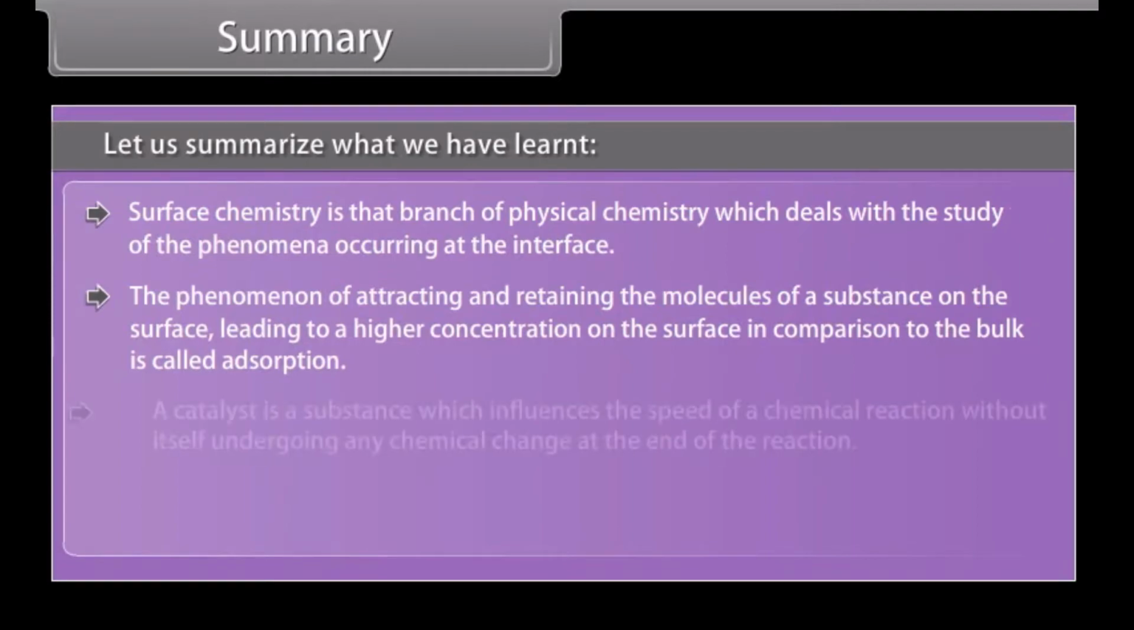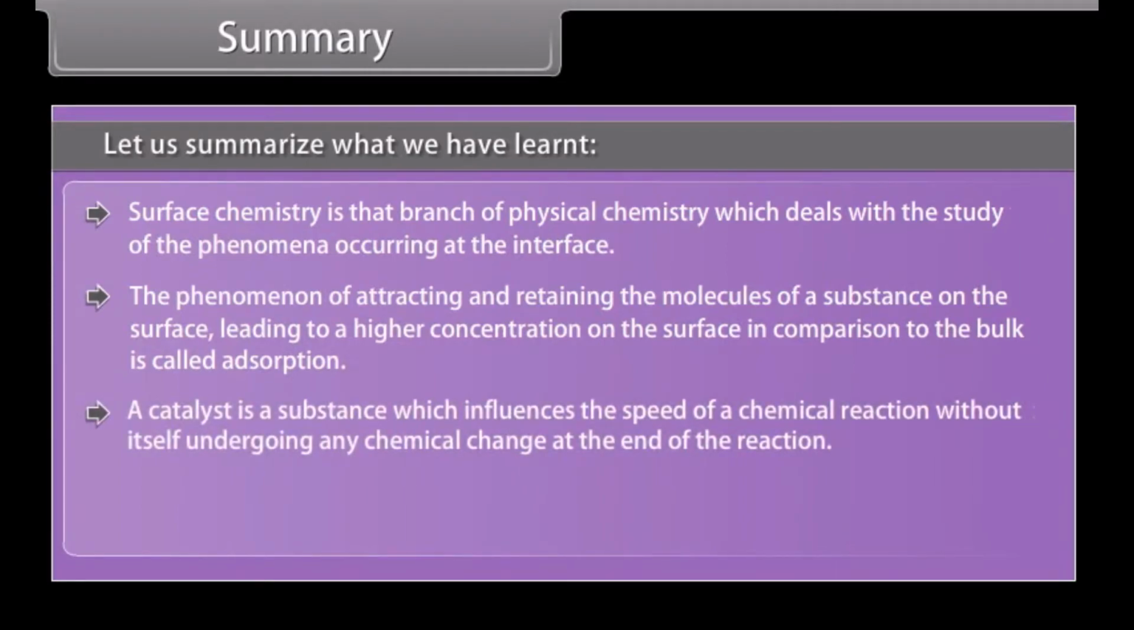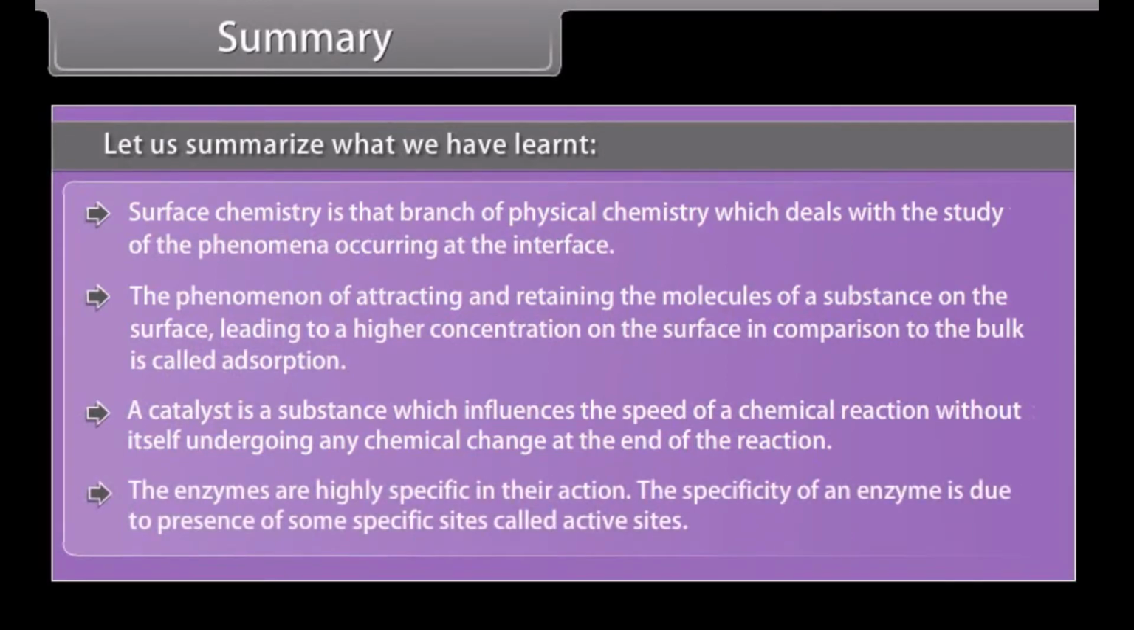A catalyst is a substance which influences the speed of a chemical reaction without itself undergoing any chemical change at the end of the reaction. The enzymes are highly specific in their action. The specificity of an enzyme is due to presence of some specific sites called active sites.